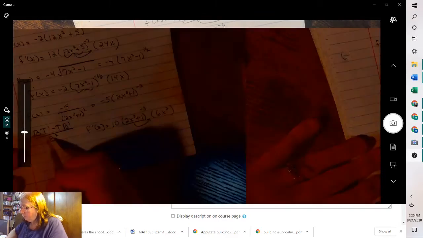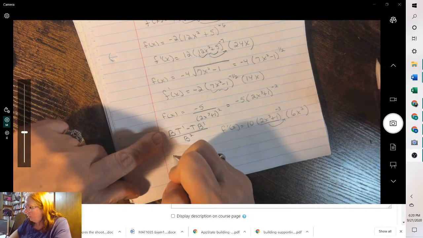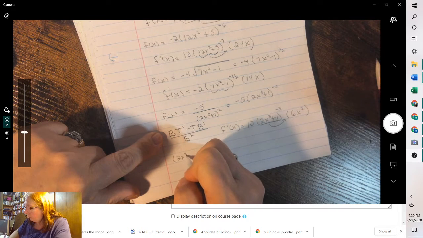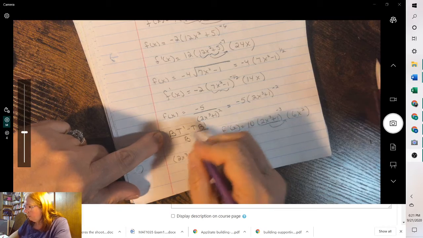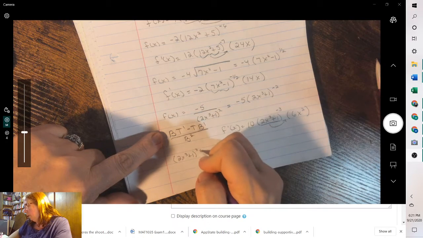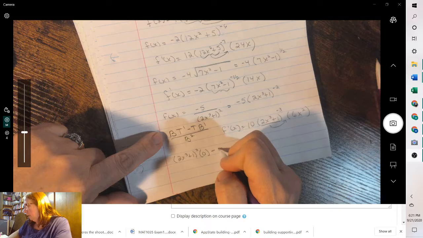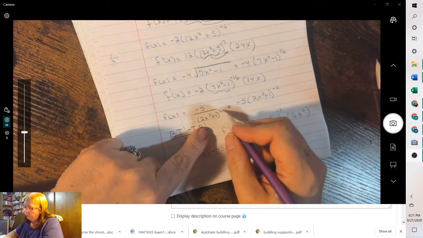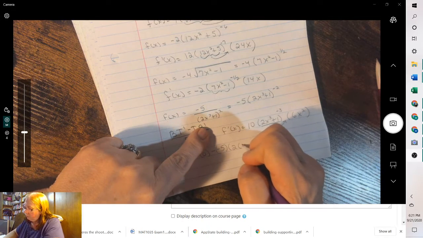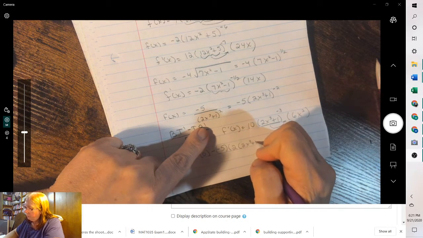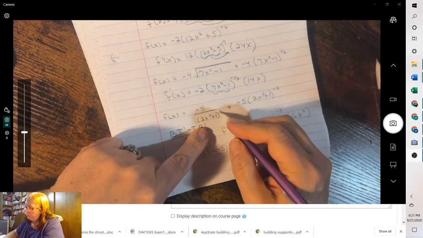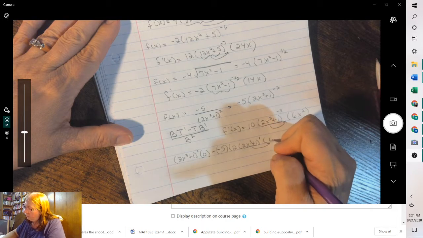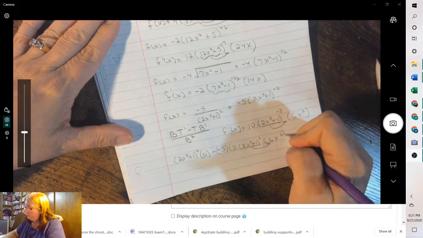If we did it the other way, we'd have the bottom, which was this, 2x cubed plus 1 squared times the derivative of the top. Well, the derivative of the top is 0. Minus the top times the derivative of the bottom, which is a chain rule, 2 times 2x cubed plus 1 to the first, because we subtract 1, times the derivative of the inside, which is 6x squared.